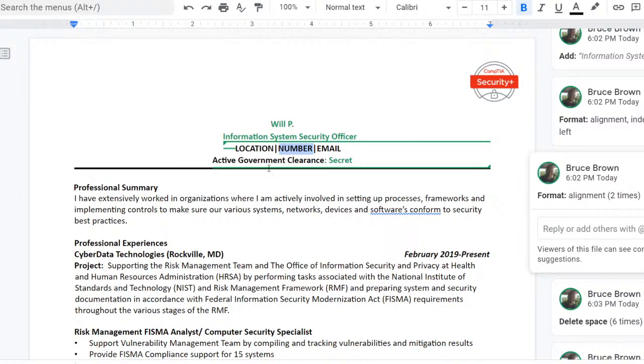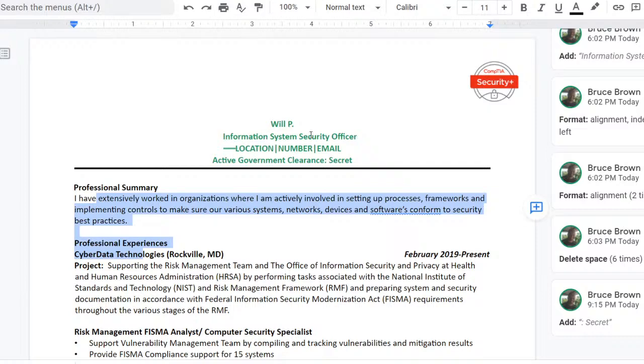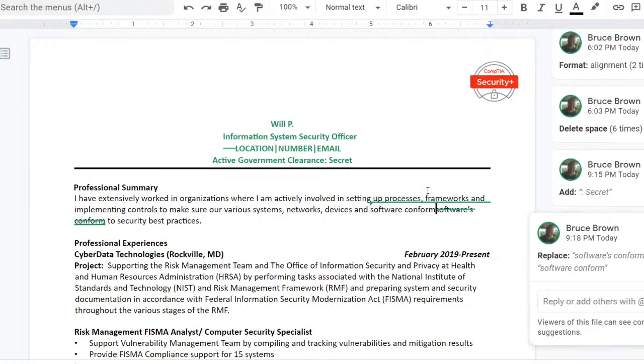This is the first time I've read through this part. I kind of changed all this stuff because I don't want to put my man's personal information out there. So he says, professional summary: I have extensively worked in organizations where I have an active involvement in setting up processes, frameworks, and implementing controls to make sure our various systems, networks, devices, and software conforms to security best practices.